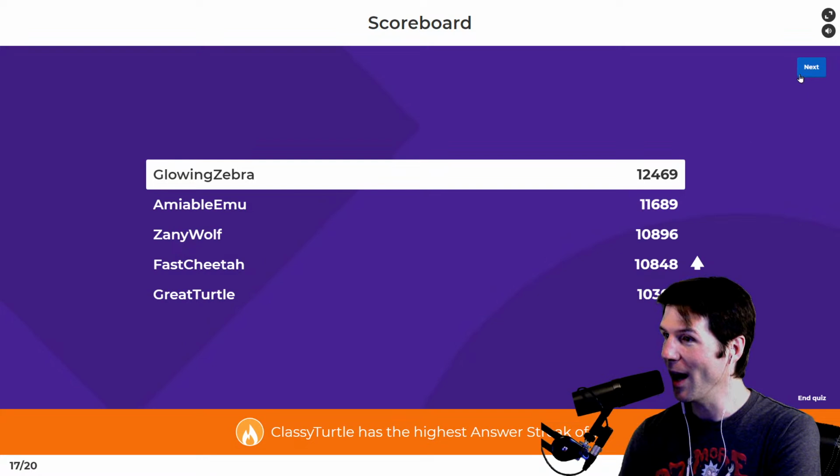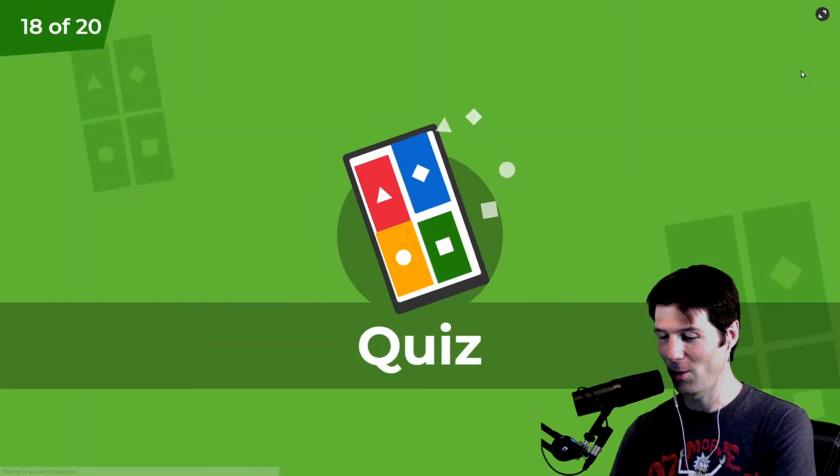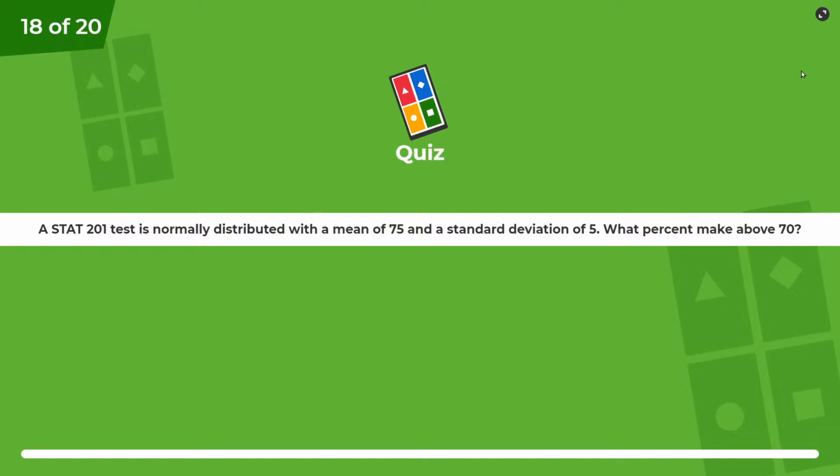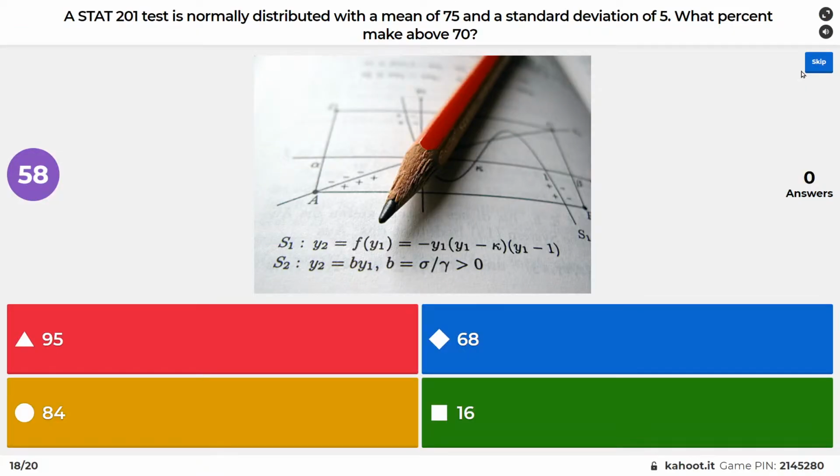Fast Cheetah's back. Who's going to win? Here we go. A test has a normal distribution with a mean of 75 and a standard deviation of 5. What percent of students make above a 70?